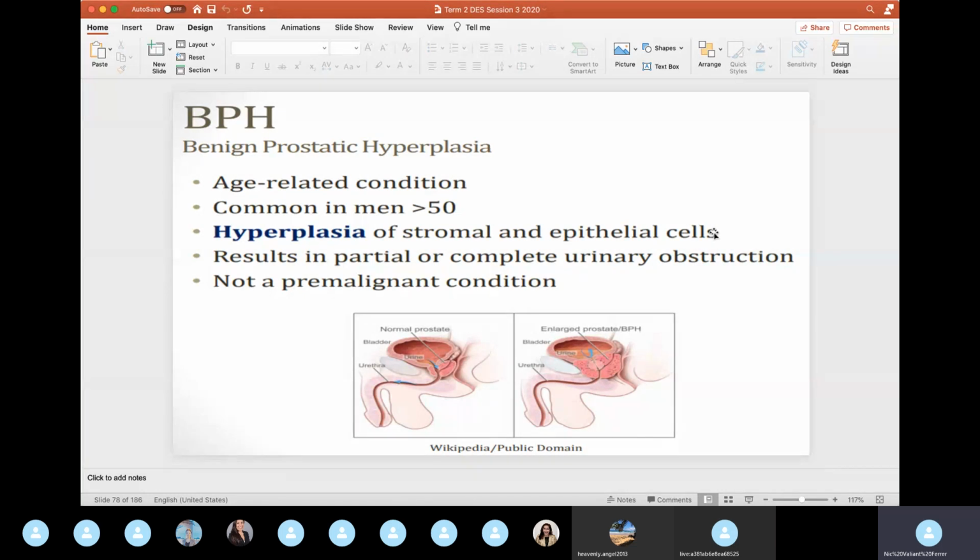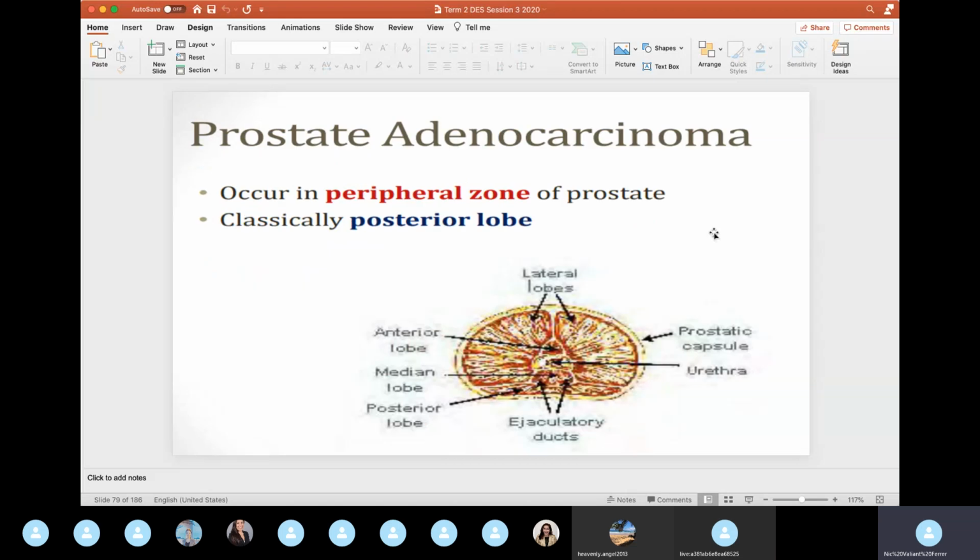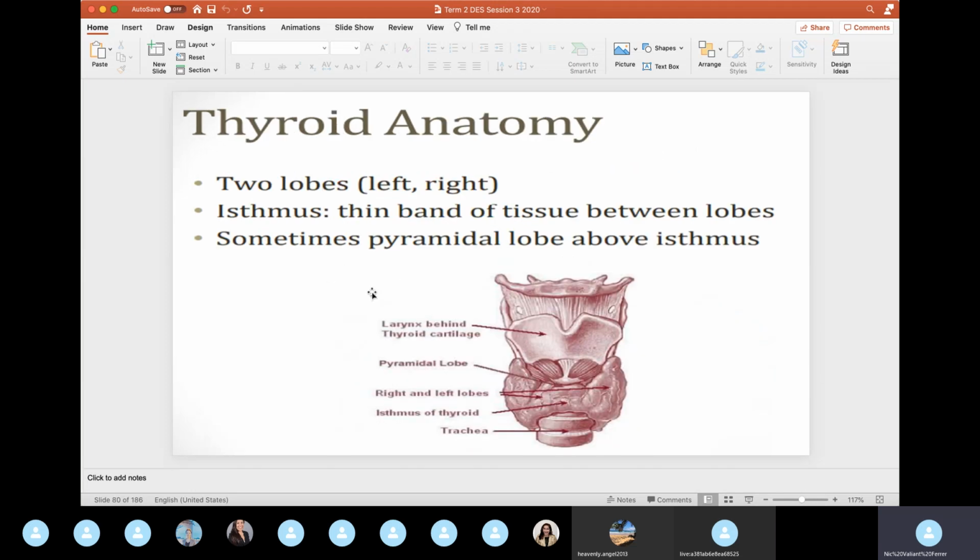Periurethral zone, right? Contrast this one with what? Prostate adenocarcinoma. Prostate adenocarcinoma, it starts with P. Therefore, you have what zone? Peripheral zone starts with P. What lobe starts with P? Posterior lobe. Okay? Prostate adenocarcinoma, peripheral zone, posterior lobe.